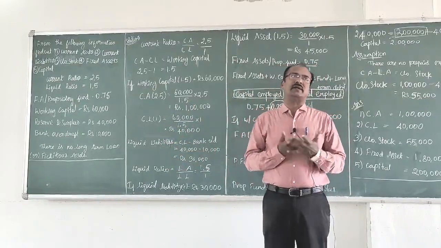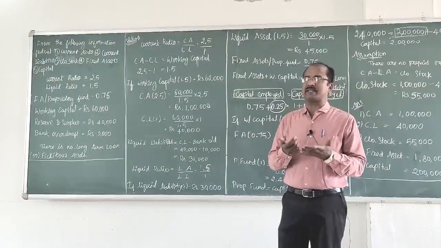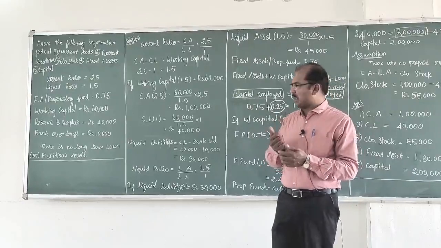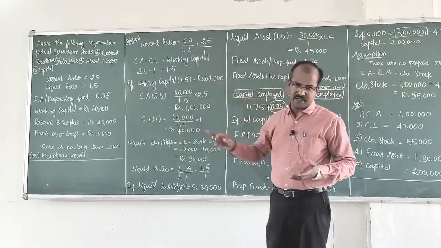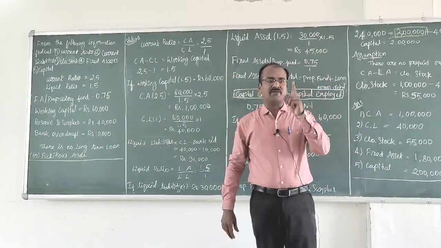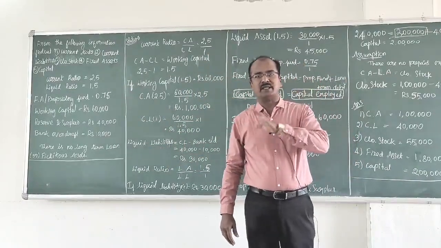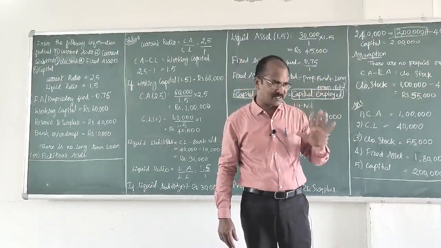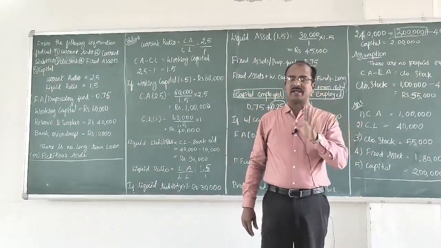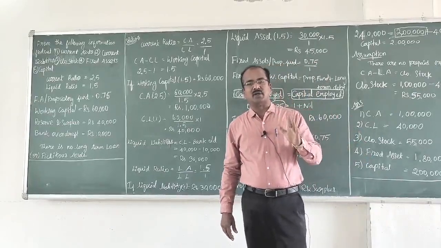Current ratio. What is the formula for current ratio? Current assets divided by current liabilities. The answer of current ratio is 2.5. So 2.5 divided by 1. For every 1 rupee of current liability, the business owns 2 rupees and 50 paise worth of current assets. This is the meaning of current ratio 2.5.